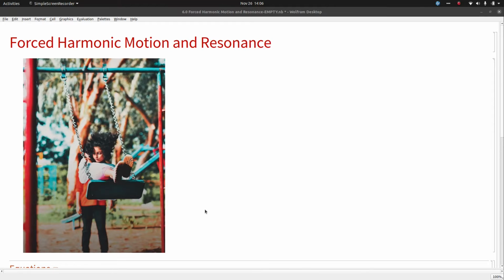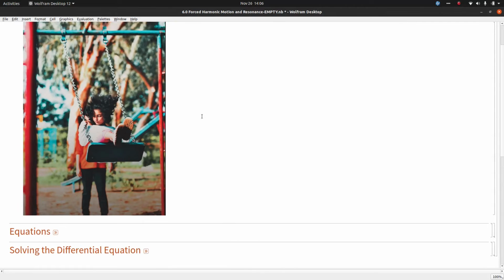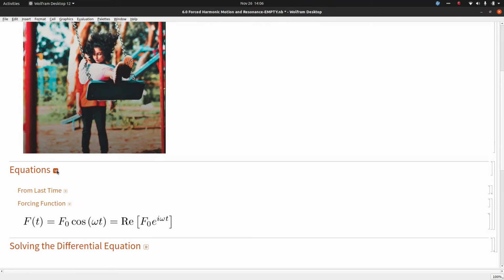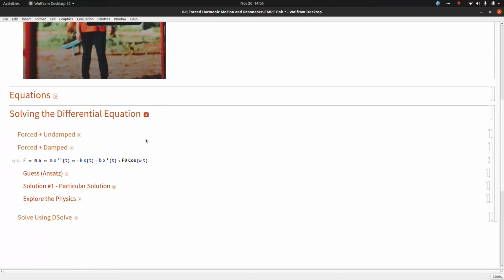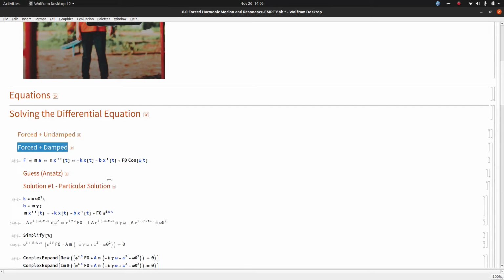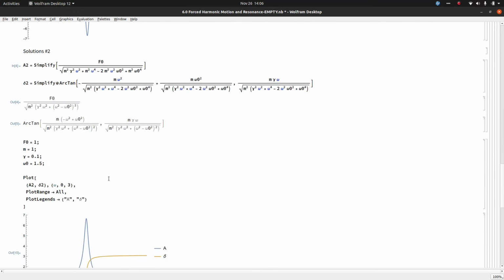So, to recap, we've been looking at forced harmonic motion and resonance. We set up our equations with a driving function, and over the last couple of videos, we looked at how to solve the forced undamped oscillator. We've looked at how to solve the forced damped oscillator, and we came up with the particular solution through a lot of work and a lot of algebraic manipulation.